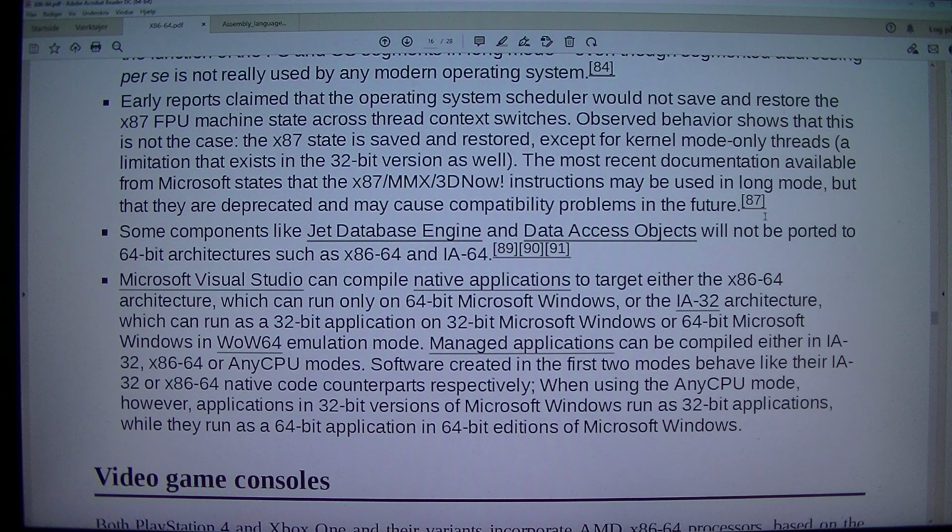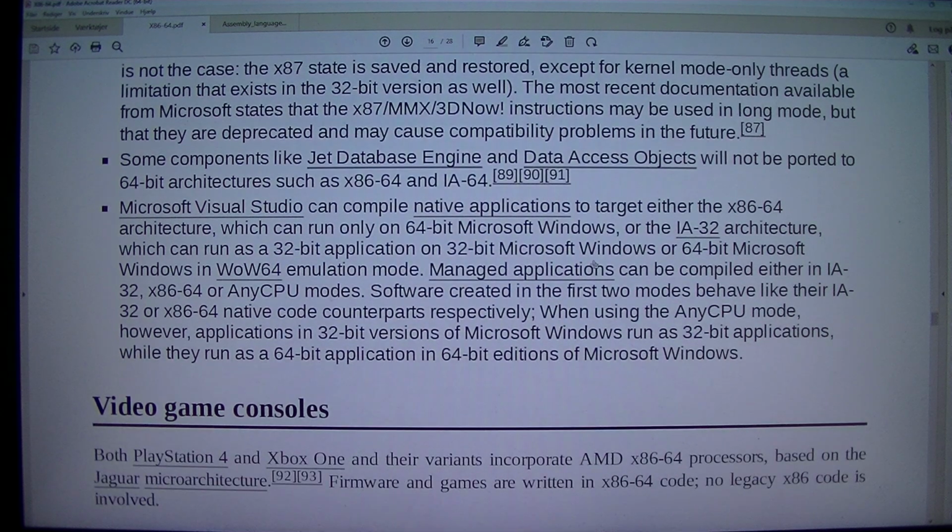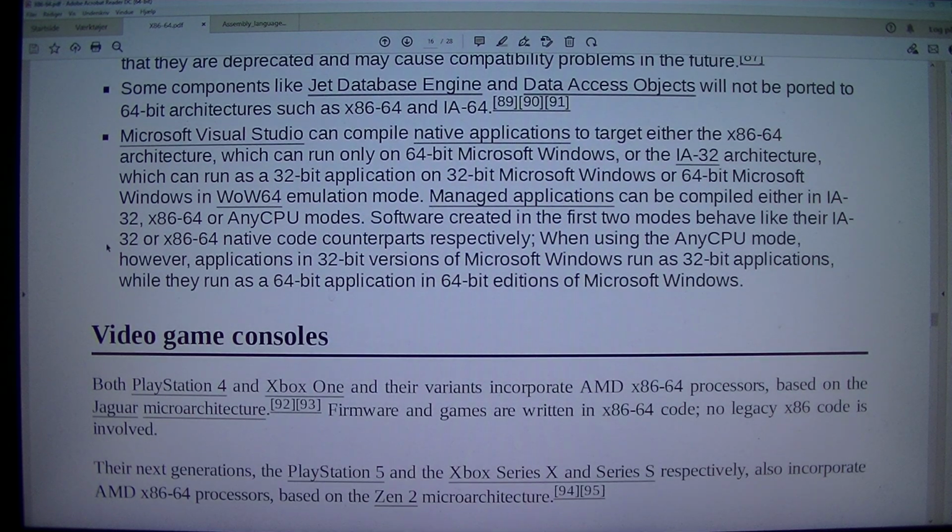Some components like the JET database engine and Data Access Objects will not be ported to 64-bit architectures such as x86-64 and IA64.